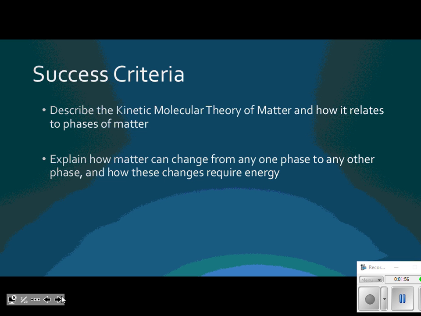Our second success criteria says to explain how matter can change from one phase to any other phase and how these changes require energy. That is going to be using our grid, using those 5 quadrants.